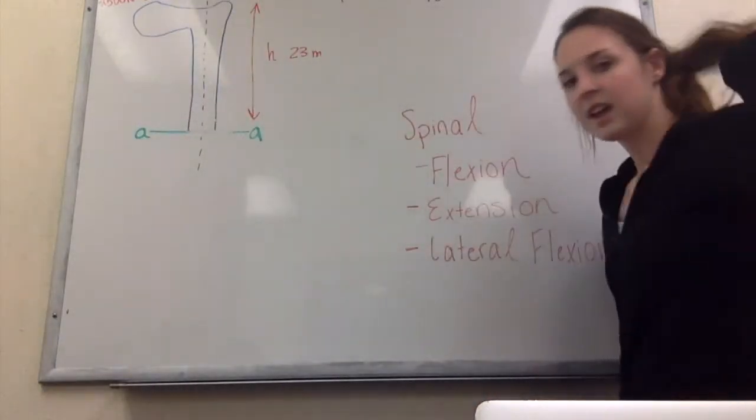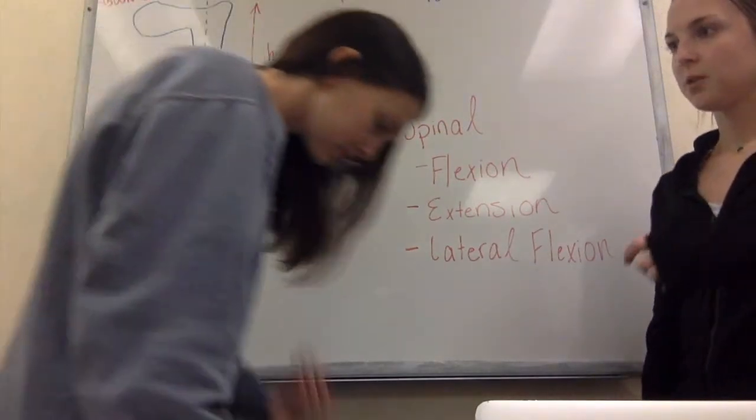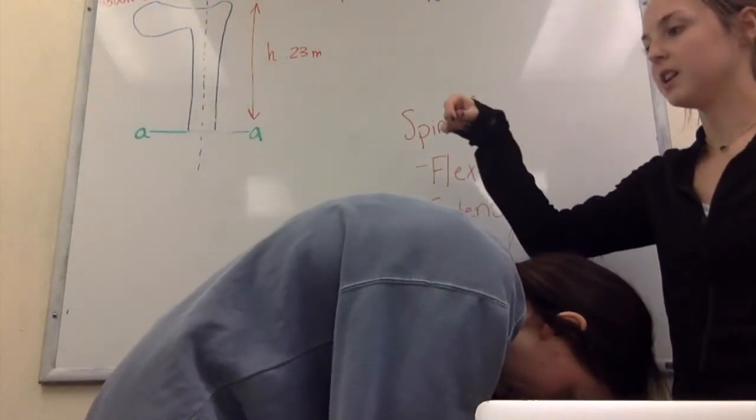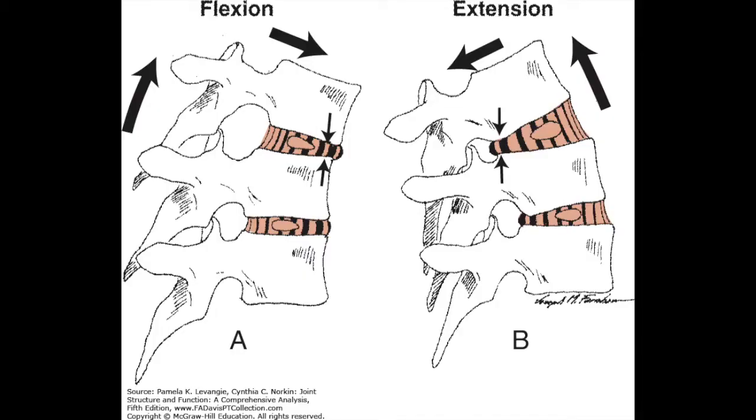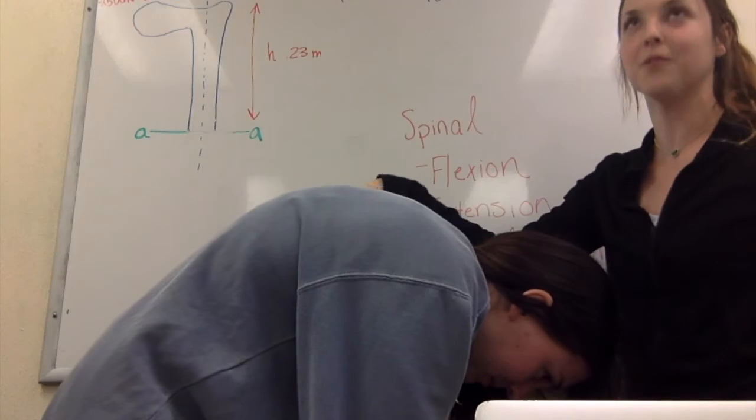And so for spinal flexion, whenever she's bending, there's a tensile force in the posterior side of her intervertebral disc and a compressive force on the anterior side of her intervertebral disc.